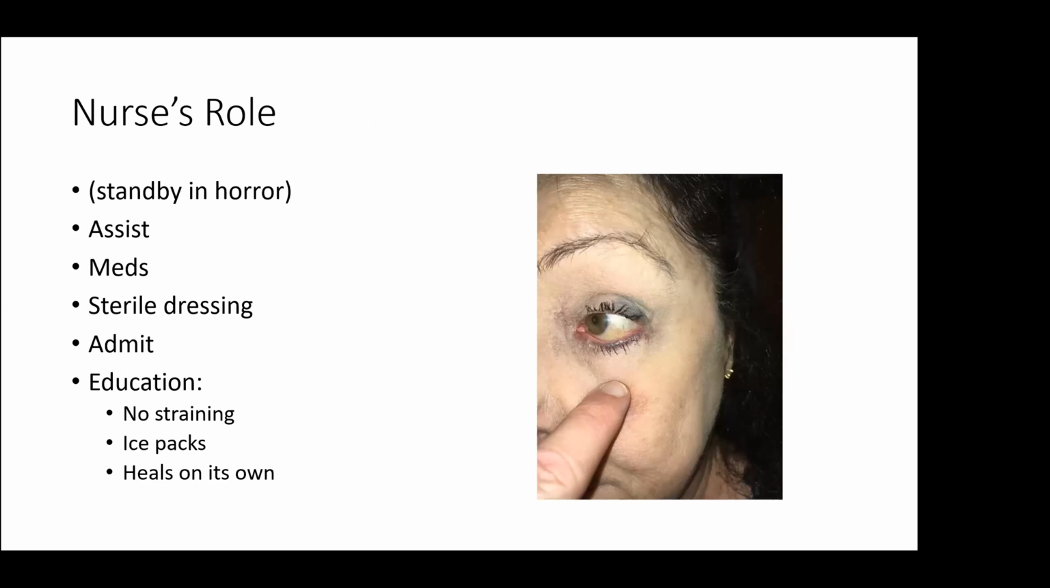So the nurse's role in this is to assist and provide help if need be. We give and get the meds, like the sedative, the lidocaine with epi, pain meds if they need, also post-op antibiotics and steroids. We put a sterile dressing on because the patient's not going to be able to blink afterwards. Of course, they're being admitted, and we provide education on no straining, apply ice packs, and it actually heals on its own, which I thought was pretty interesting. The picture in here is 2 weeks afterwards, and I can't even tell really anything's wrong.